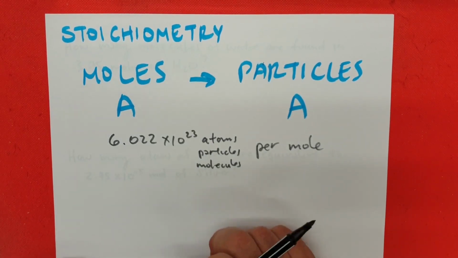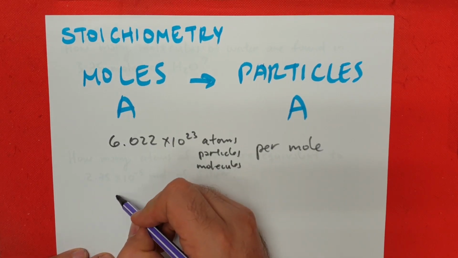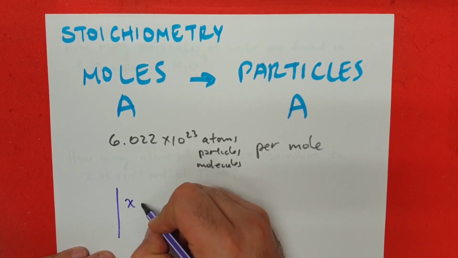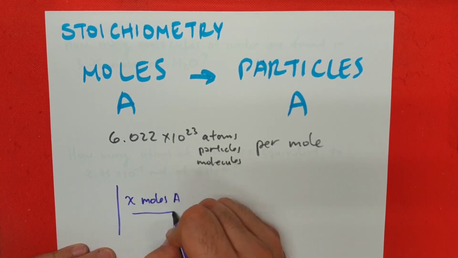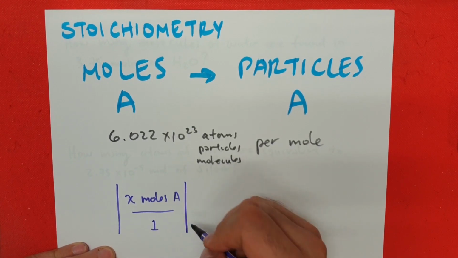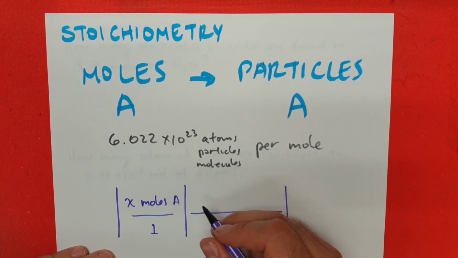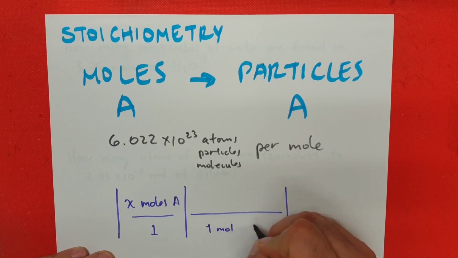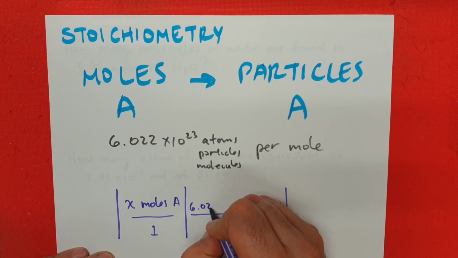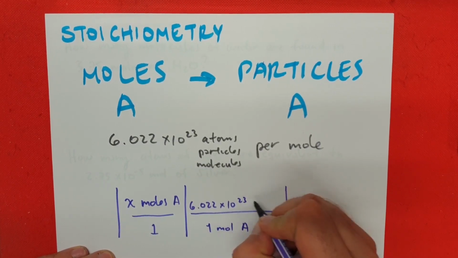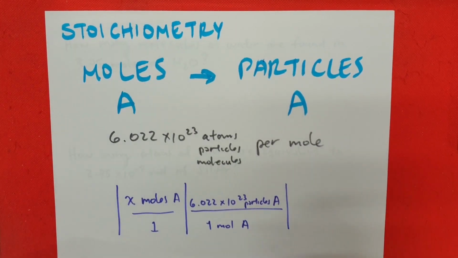So what we want to do with a very simple setup is, my first setup is always going to be my given, which is X moles of A, where we're given a specific amount of moles of a substance called A, and we write it over 1. And my next factor is going to be Avogadro's number, where we're going to write 1 mole of A, of the same substance, is equal to 6.022 times 10 to the 23rd particles of that same substance A.